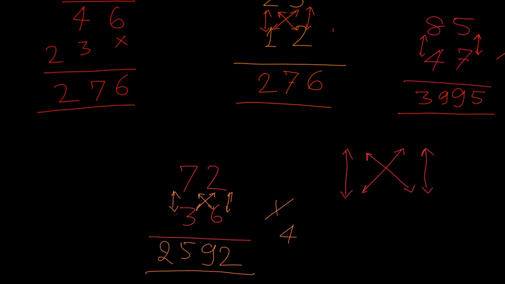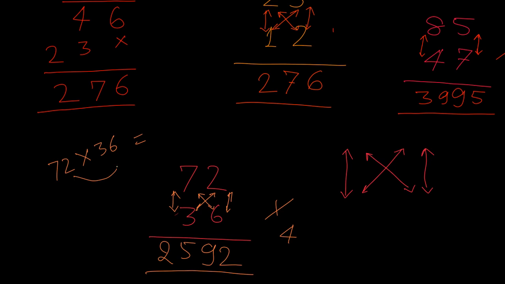Isn't it very easy? So for this you'll have to practice a lot. Once you practice a lot, things will become pretty easy. Like if in your exam itself you see 32 into 36, straight away you can say how you have to multiply.